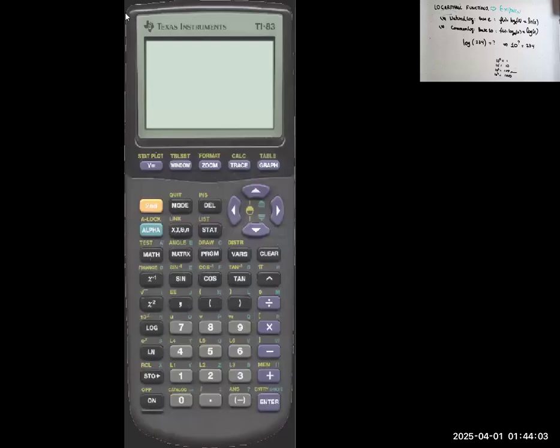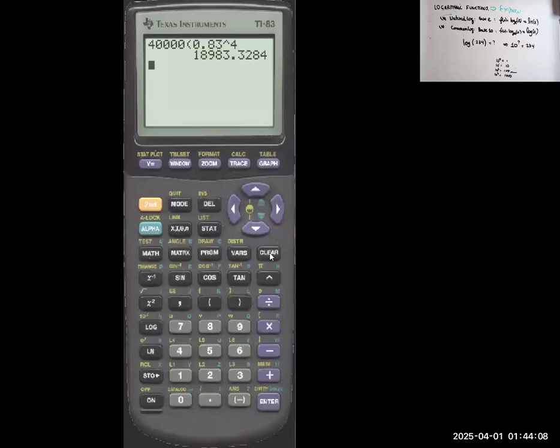Okay, so notice we have 2 buttons here. Of course, we have log, which is the common log base 10. We have ln, log base e. So what am I doing here? Log of 234 equals what? 2.36, as expected, between 2 and 3.